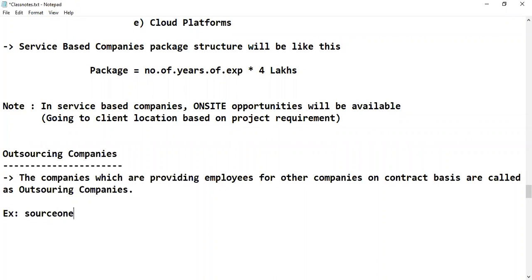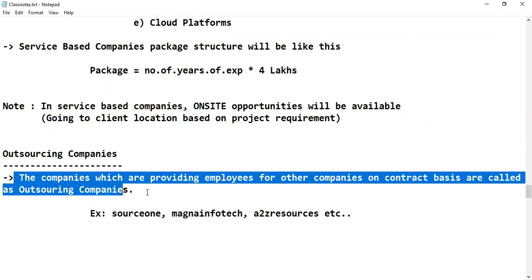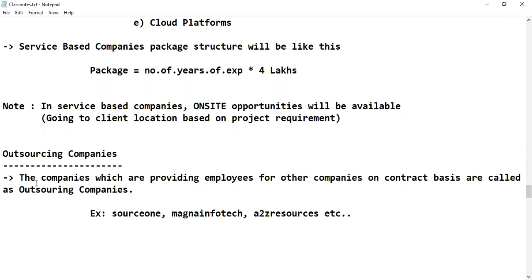For example, there is one consultancy, Source One. There is one consultancy, Magna Infotech, and other companies are available, A to Z Resources, etc. There are several companies available in the market. Those companies are going to do outsourcing business. The companies which are providing employees for other companies on a contract basis are called outsourcing companies.